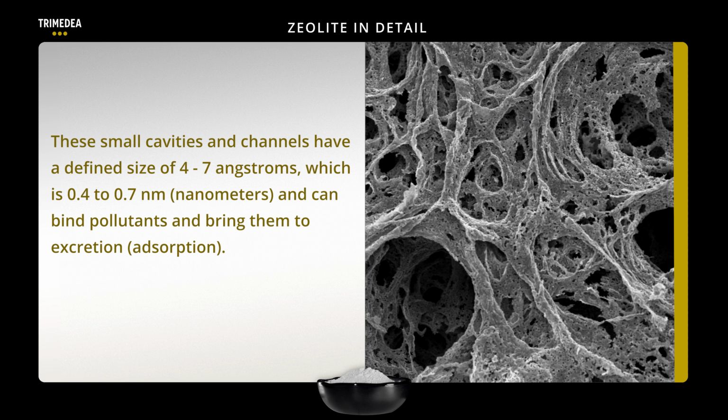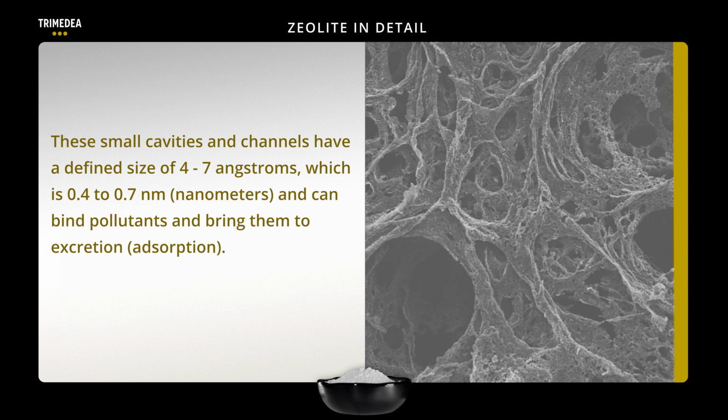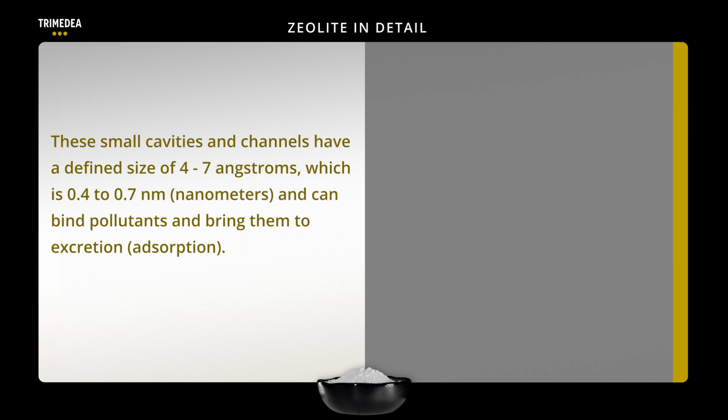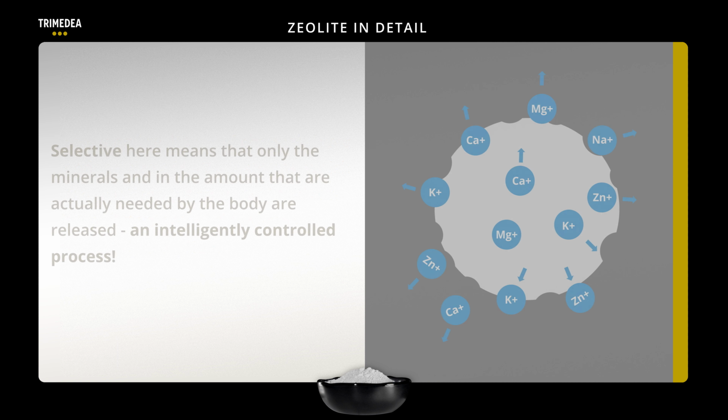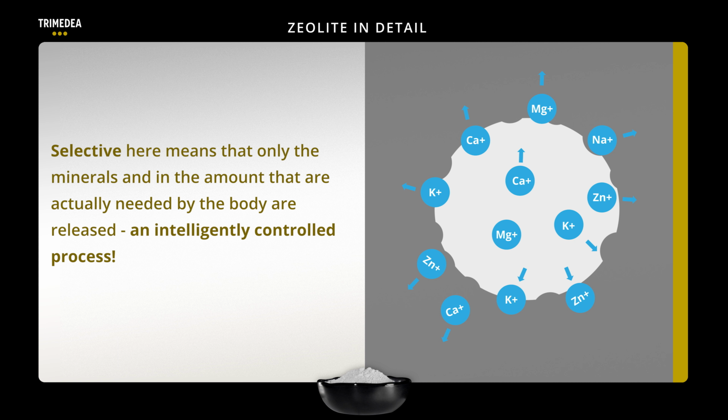These small cavities and channels have a defined size of 4 to 7 angstroms, that is 0.4 to 0.7 nanometers, and can bind pollutants and bring them to excretion. This is called adsorption. Selective here means that only those minerals and only in the quantity that are actually needed by the body are released, an intelligently controlled process.